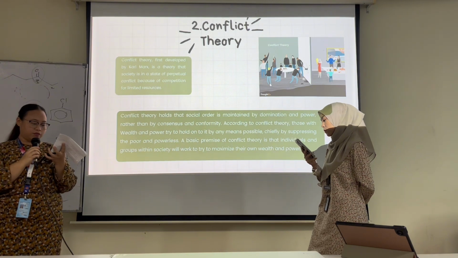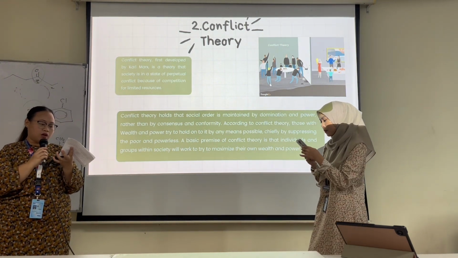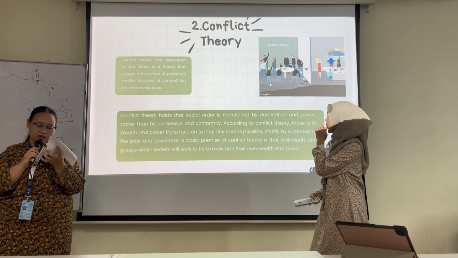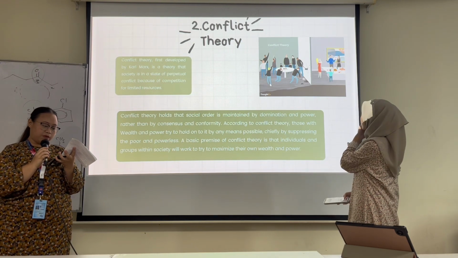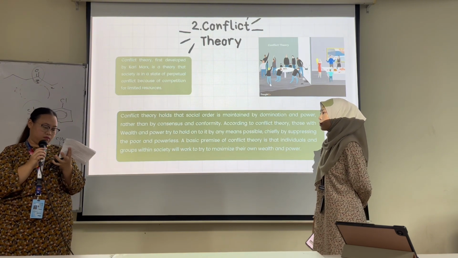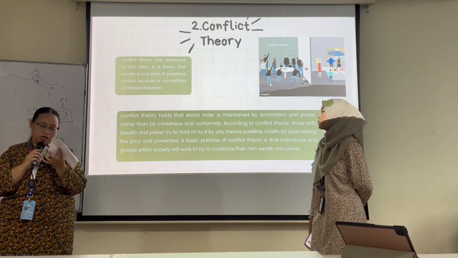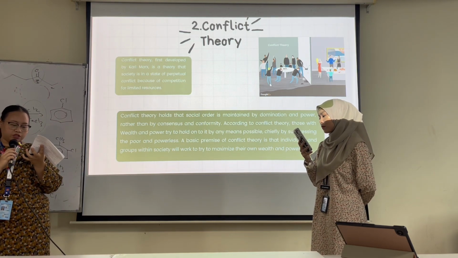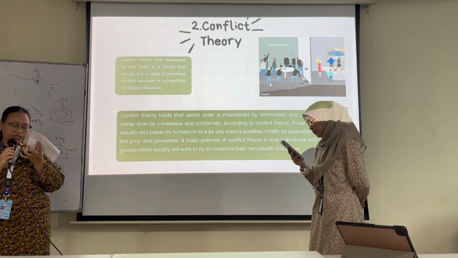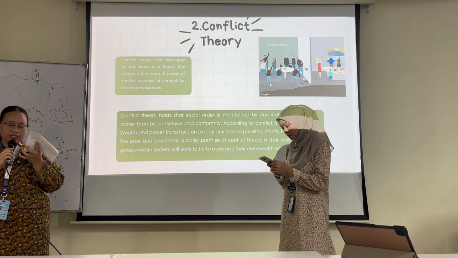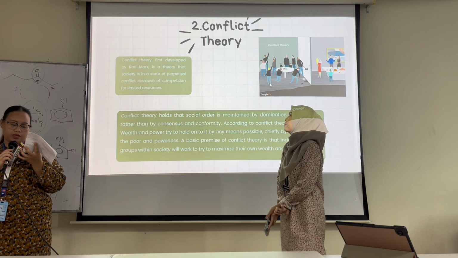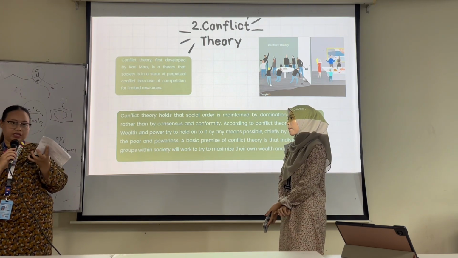So this is point 2, which is conflict theory. Conflict theory, first developed by Karl Marx, is a theory that society is in a state of perpetual conflict because of competition for limited resources. Conflict theory holds that social order is maintained by domination and power rather than consensus and conformity. According to conflict theory, those with wealth and power try to hold onto it by any means possible, chiefly by suppressing the poor and powerless.